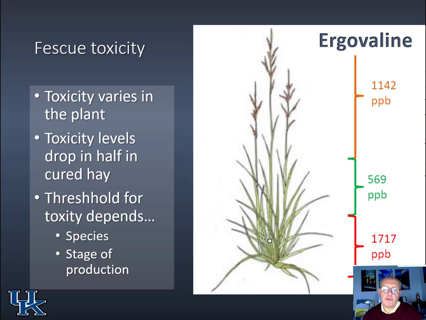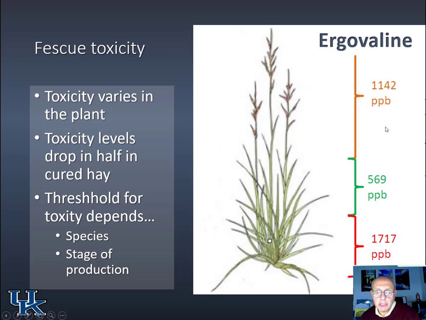All right, so let's talk about tall fescue toxicity and a few things that are going to be important to management going forward. Toxicity varies in the plant, and let's spend a minute or two on that first point. If you look on the right, you've got a stylized tall fescue plant. Ergovaline is the toxic alkaloid. The bottom portion of the plant has about 1,700 parts per billion ergovaline. The middle portion, the leaves, about 569, and the upper portion, the seed, about 1142.